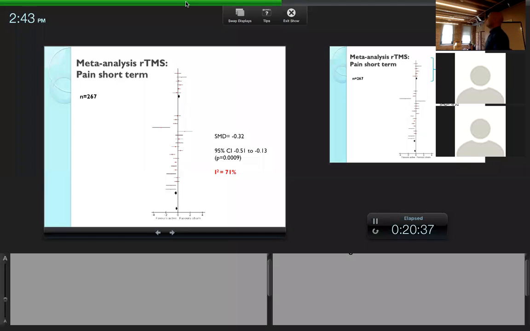Here's an example from the repetitive transcranial magnetic stimulation world, where we get all the studies of rTMS, which is an electrical brain stimulation technique, in chronic pain, and we lump them all together. And when we lump them all together, we get an effect size of a standardized mean difference of 0.32. So a small effect by Cohen's rules of thumb. And our confidence intervals are somewhere between 0.51 to 0.13, but heterogeneity is high.